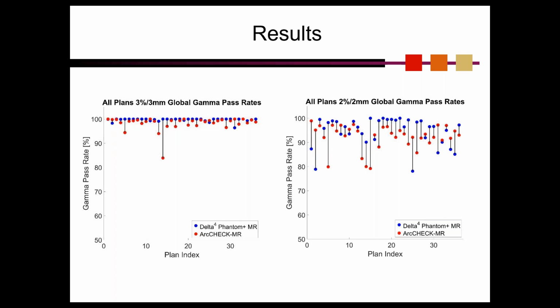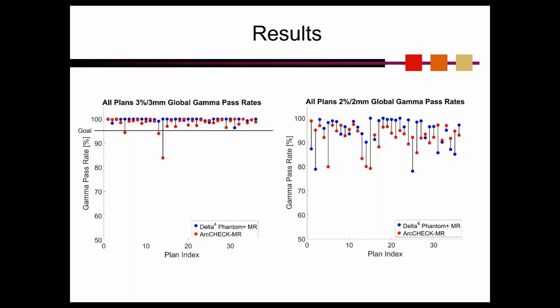The three large exceptions you can see are the ArcCHECK measured plans, which I mentioned previously, and we already knew that those involved lower pass rates and also involved small and highly modulated dose distributions. So if I draw a line here with our clinical objectives, as shown, we can see that both devices mostly involve measured gamma pass rates well above our institution's IMRT QA criteria.